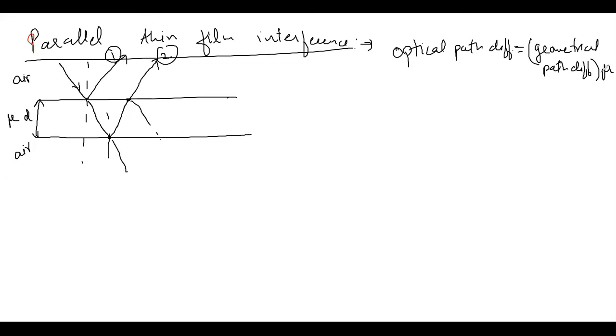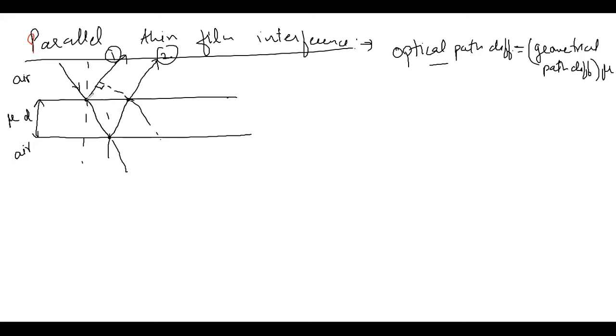If you multiply the geometrical path difference by the refractive index of the particular medium you are talking about, then that would be your optical path difference. And in this case, the optical path difference would be, if I can draw a perpendicular from this point on this ray, and let's say this is the perpendicular here. Now let's talk about ray 1 and ray 2. How much would be this path difference for ray 1 and ray 2?